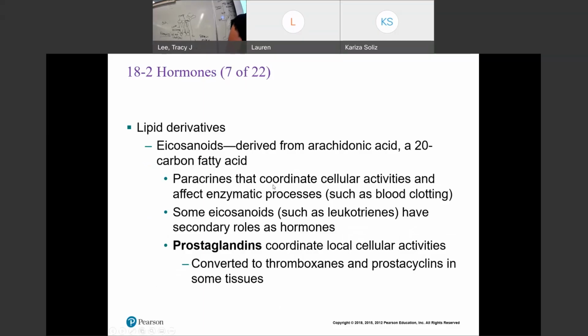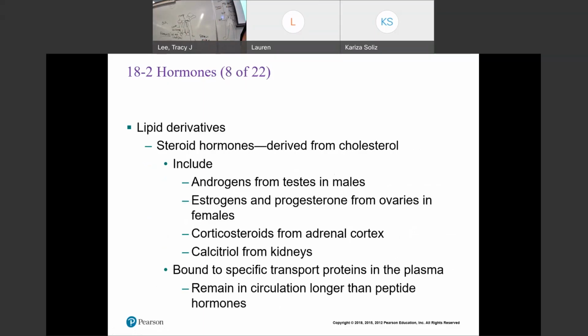Some of our lipid ones are our paracrine ones, our prostaglandins. I have to apologize, I thought growth hormone fell into the lipid class. It does not, evidently it's a protein hormone. And your steroid hormones, these are your androgens, estrogens, kind of those long-term hormones.